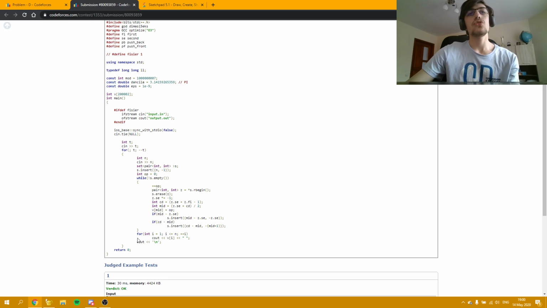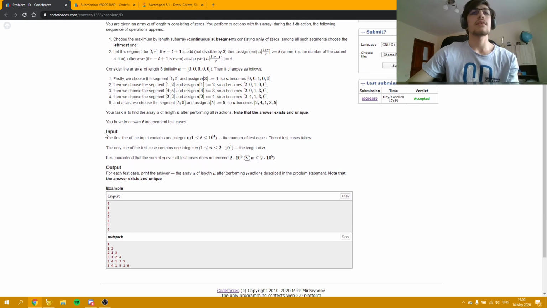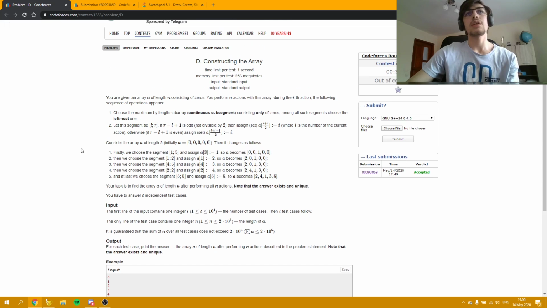Now all we have to do is print the array and then print a new line, because we have multiple test cases. For this problem, it's quite likely that there is a pattern to generate the solution, so maybe a linear time pattern or some n log n pattern which works more easily than the set. But this is the solution I managed to find during the contest, and it's also a correct solution.